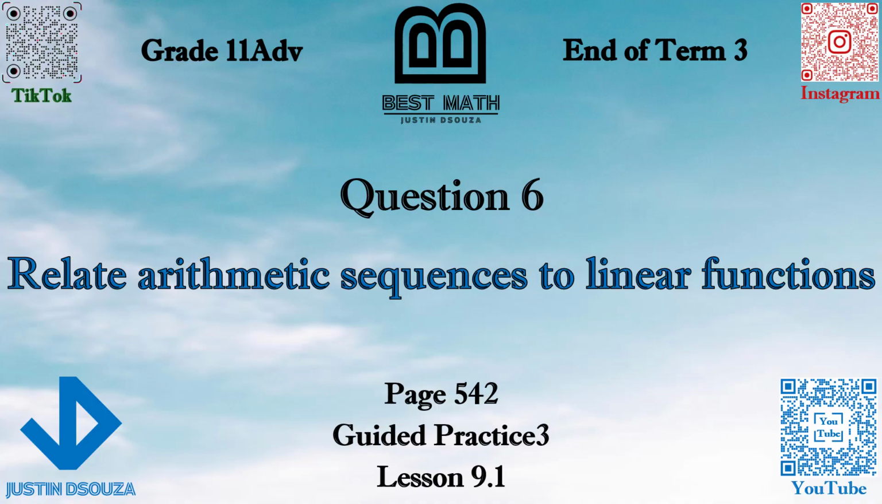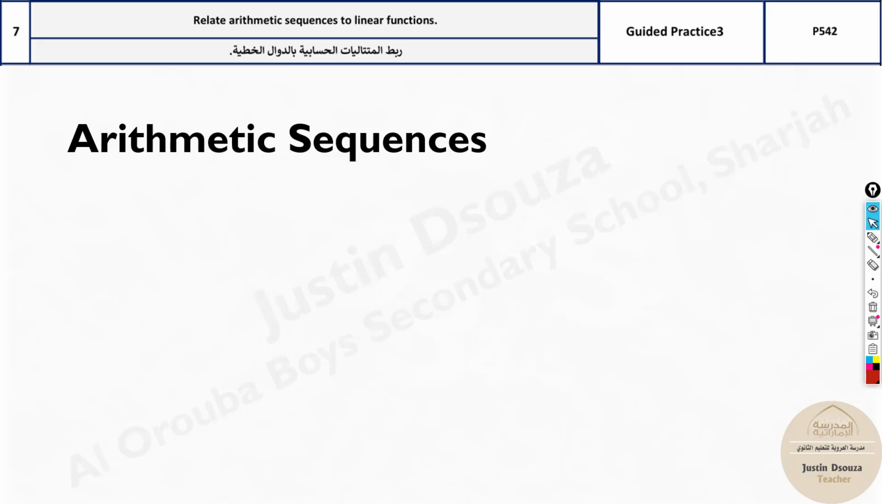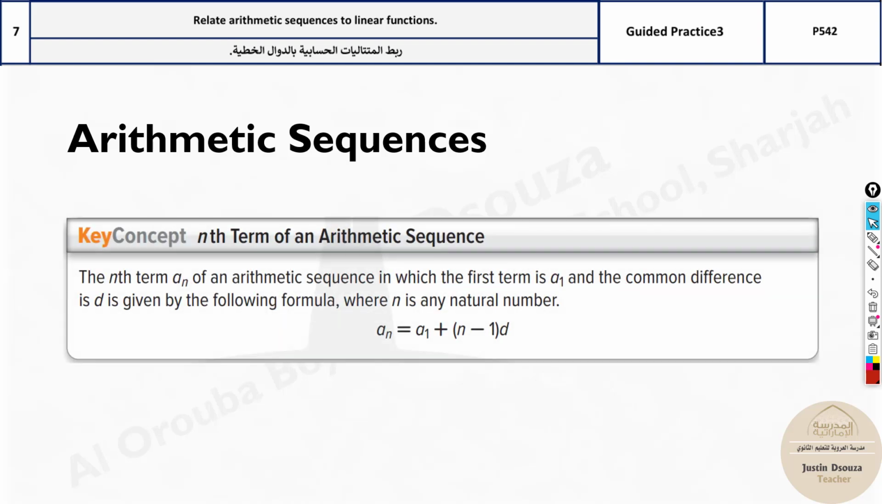The question is about arithmetic sequences. Here, let us look into the formula of arithmetic sequence. The general formula is given as an equals a1 plus n minus 1 times d, where a1 is the first term, d is the common difference, and n is the number of terms. Now, what is this an?